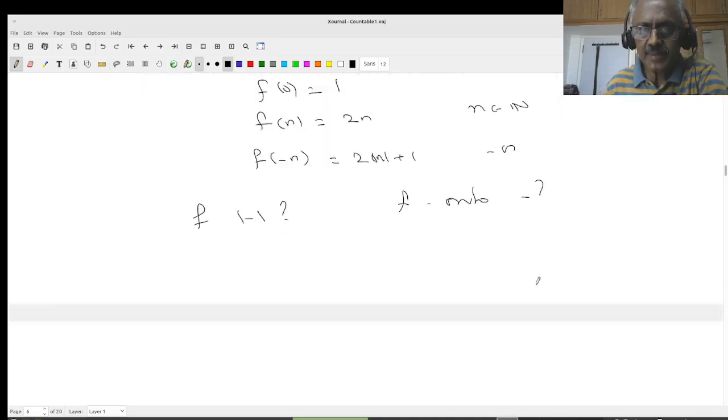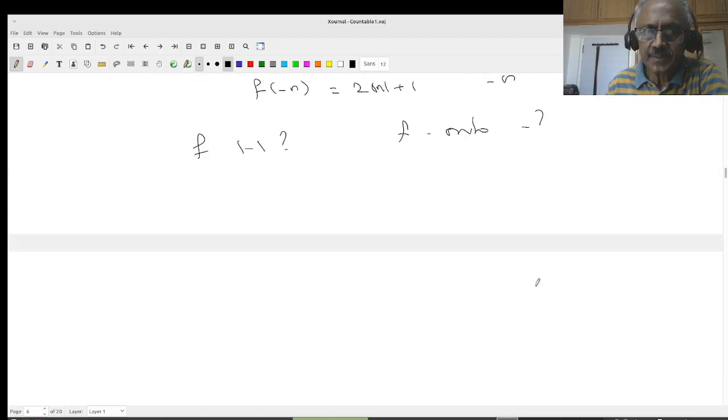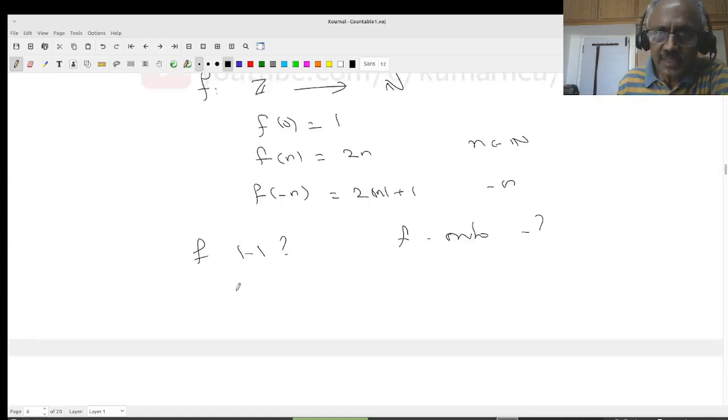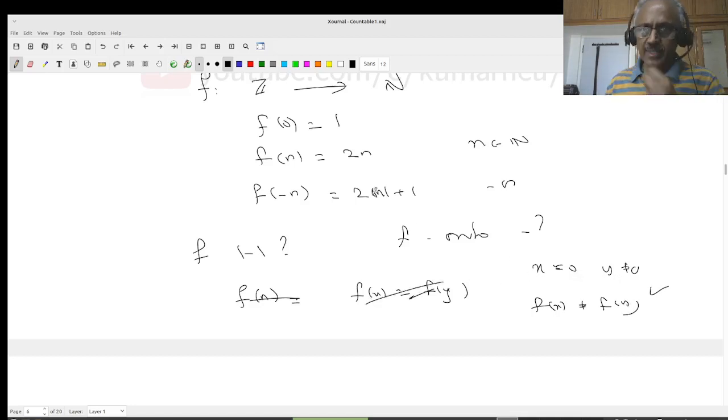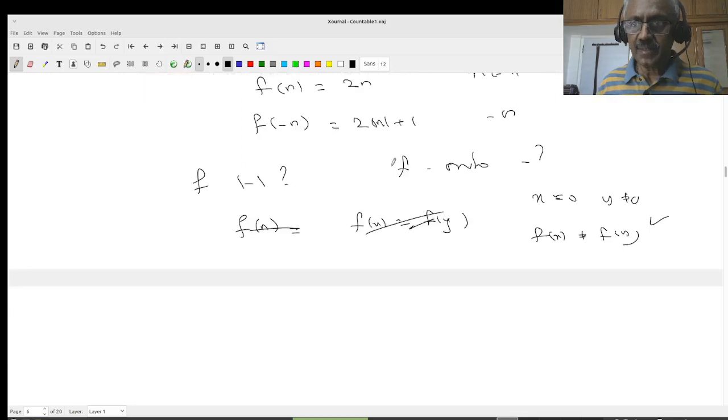Yeah? Right. How do you do that? Is one-one clear? Suppose f of x equal to f of y. Okay. If x is 0 and y is not 0, then f of x is not equal to f of y. That's clear? Because f of x is 0, and what is f of y? It is either 2y or 2 mod y plus 1. So both are already greater than 1. Do you understand that?